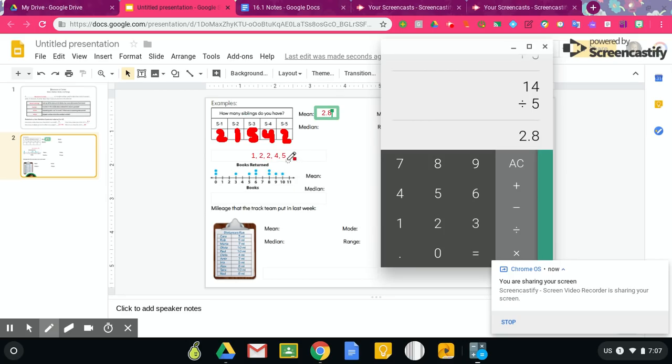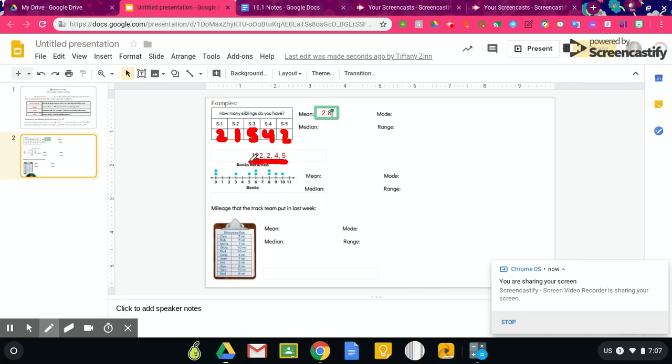The median is the number in the middle. So if you look right here, they're already in order from least. They have to be in order from least to greatest to find the number in the middle. So the one right in the middle is this 2. So the median is 2.